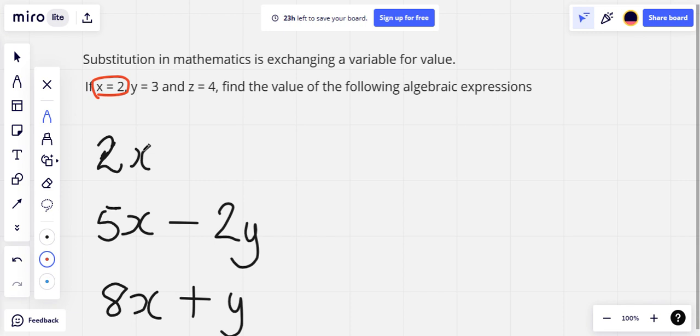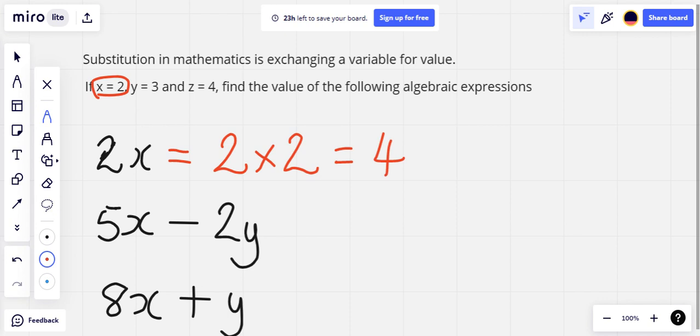All right, so wherever we see x, we need to replace it with 2. So this is what we would actually have: 2. And whenever we see it written like this, we know that we should multiply. As long as you don't see a subtraction sign, an addition or a division sign, it means that you need to multiply. So it would be 2 multiplied by 2. There we go. And our answer is equal to 4.